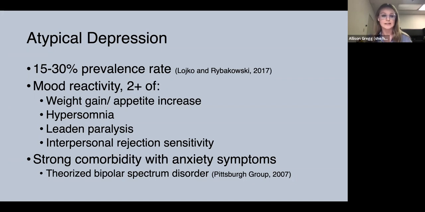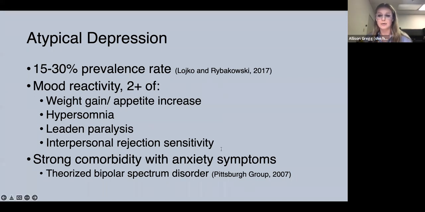It also is potentially comprised of weight gain or appetite increase, hypersomnia, leaden paralysis, and then interpersonal rejection sensitivity as well. Interesting to note here that patients with atypical depression have substantial comorbidity with a variety of anxiety disorders. For example, social phobia was found to be quite comorbid, as well as eating disorders and substance-related disorders as well. And if you think, all of those might affect clinical outcomes as well.